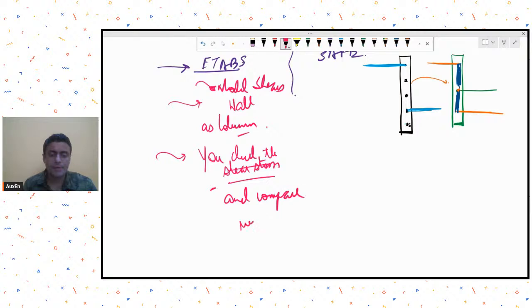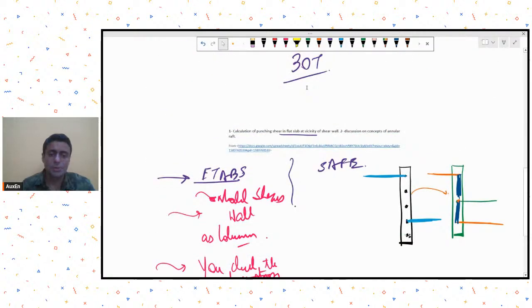Then you compare with the permissible punching shear stress that is given as 0.25 into under root fck, and it has to be multiplied by some ks constant, if I remember correctly. So you manually cross check the shear stresses and then compare them with these values, and then make a decision whether the punching shear is okay for this shear wall or not. So this can be one of the other ways to do it.